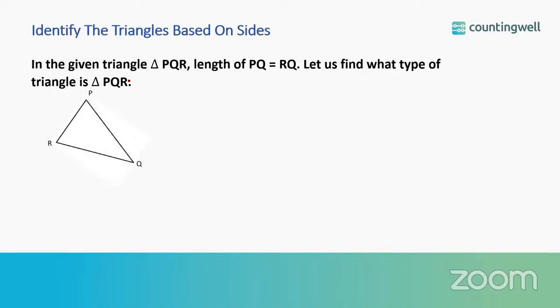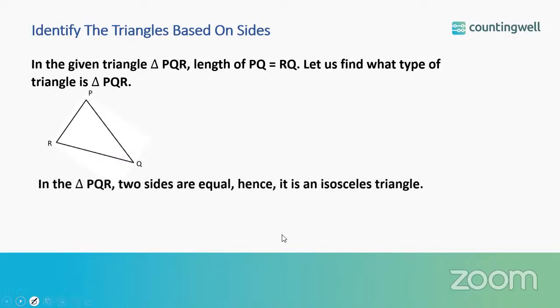In the given triangle PQR, length of sides PQ is equal to RQ. Let us find what type of triangle PQR is. Let us see the solution. In triangle PQR, two sides are equal. Correct? Because it is given PQ is equal to RQ. So it is an isosceles triangle.